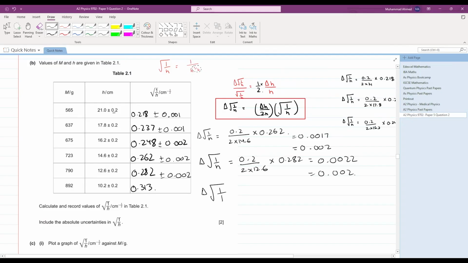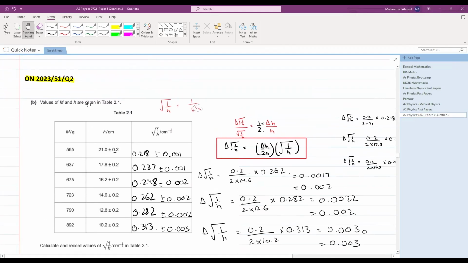Simple. Let's do it for the sixth row. Absolute uncertainty of 1 over h is equal to what? 0.2 divided by 2 into 10.2 multiplied by 0.313. What will your answer come out to be? Let's check that out. 0.313 divided by 2 into 10.2. This comes out to be 0.003, which will give you an uncertainty of 0.003. Perfect. Let's write it here and we will check this in the marking scheme.